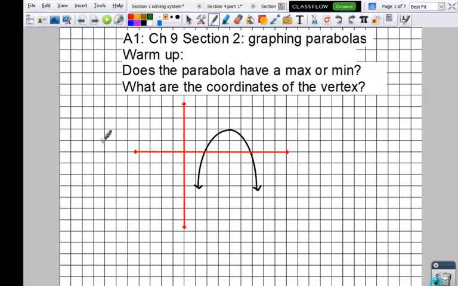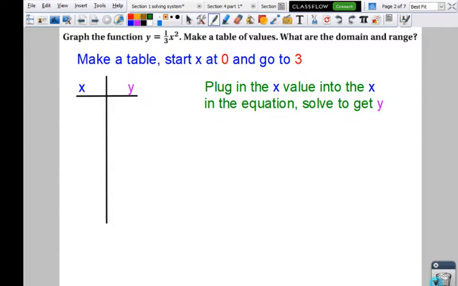Sorry. So what we are going to be doing today is graphing parabolas, and they're not too bad. So what we're going to do is graph the function y equals 1/3 x squared. And we're going to make a table of values, and we're going to find the domain and range. Get more practice with domain and range. So we are going to start by making a table.